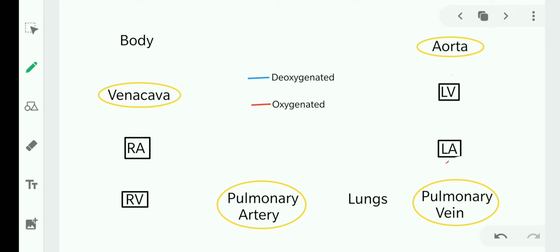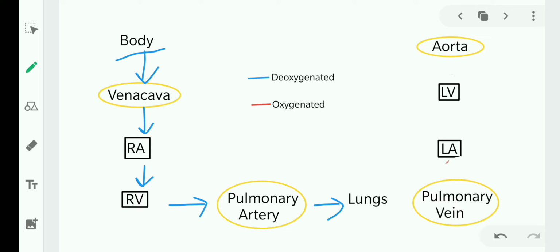So, let's start. The deoxygenated blood of the body goes to the heart by the vena cava, and via the vena cava it enters the right atrium or right auricle. Then from the right auricle it enters the right ventricle. Then from the right ventricle via the pulmonary artery the blood goes to the lungs.